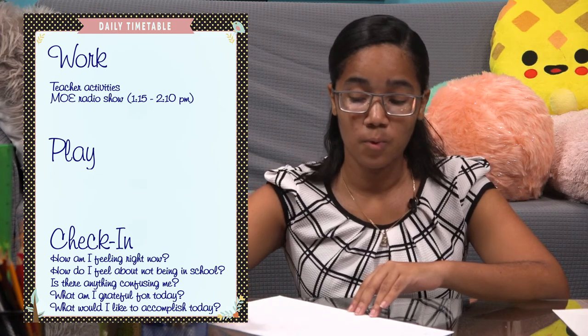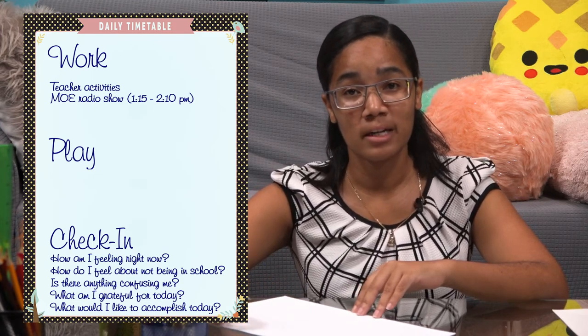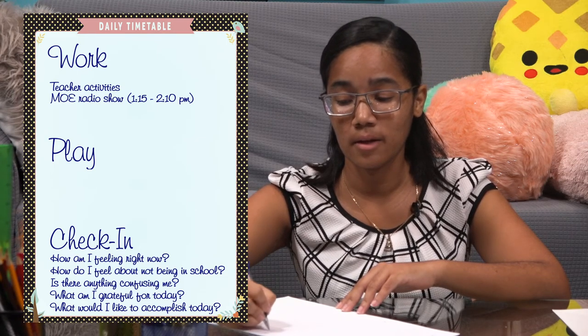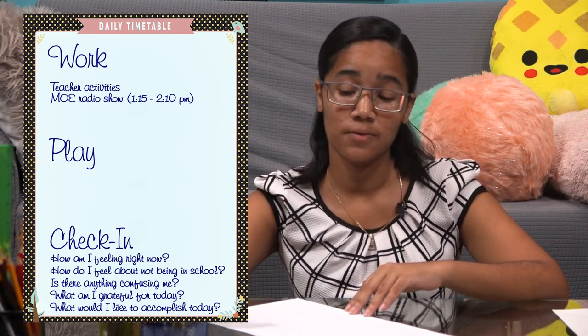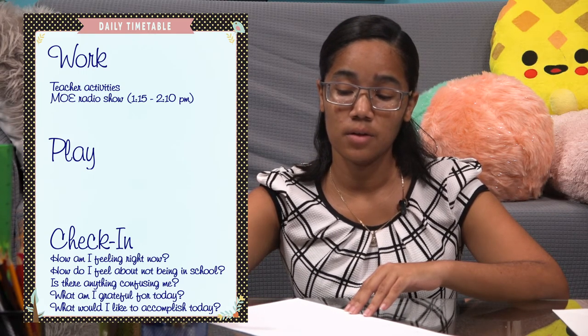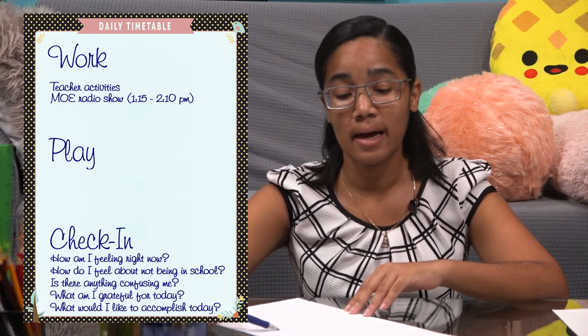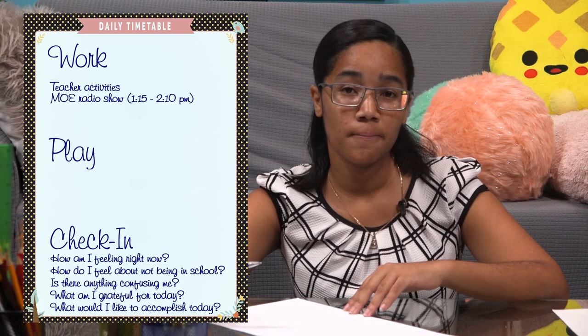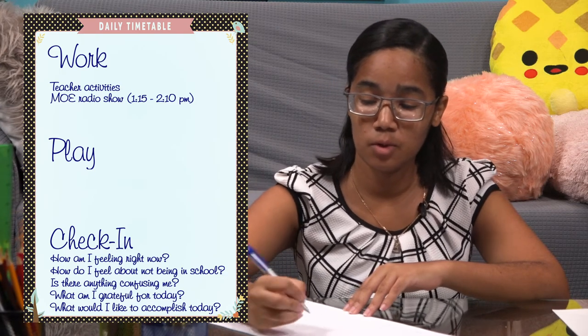That means we have to plan for before 1:15 and for after 2:10, which is when the radio show for your class finishes. So let's include the teacher activities. Since we have radio on the go in the afternoon, can we include the teacher activities in the morning? Okay, so let's do that.